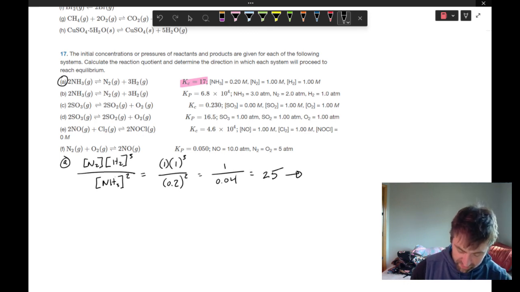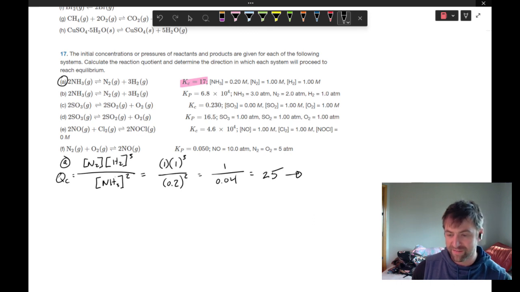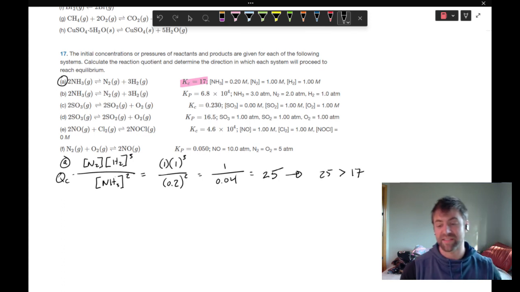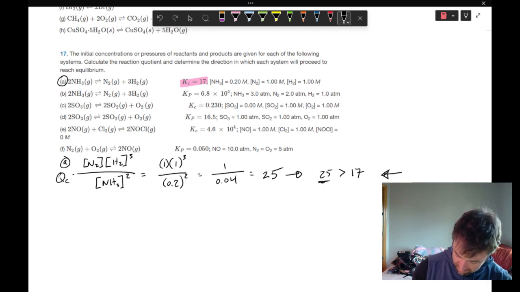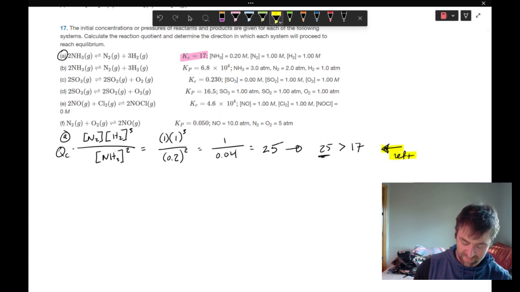25. So now we need to look, is this reaction quotient of 25 greater than, less than, or equal to 17, which is our equilibrium constant? 25, of course, is greater than 17. Does that mean that it's going to push towards products or towards reactants? Because it's greater, it means we have relatively more product compared to reactant. And it's going to favor a movement towards the reactant side, or towards the left. So I've written this two different ways here, but our reaction quotient of 25, which is greater than the equilibrium constant, means that it's going to push towards that reactant side.